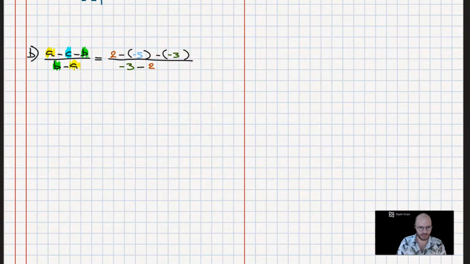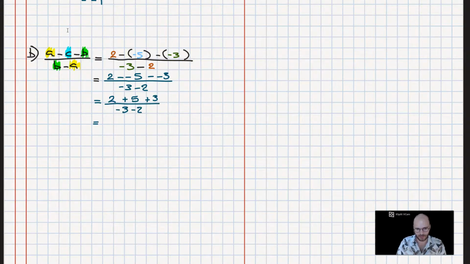First thing is we'll deal with the brackets. So we've got 2 minus negative 5 minus negative 3 all over minus 3, take 2. Simplifying this out, we have 2 plus 5 plus 3, because the double negative becomes plus. Then we've got minus 3 minus 2. Now evaluating the numerator and denominator, 2 plus 5 plus 3, that's 10, and that's all over 3 plus 2 is 5, but it's minus 5.